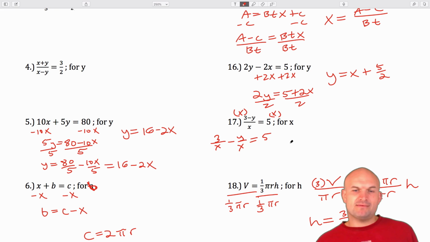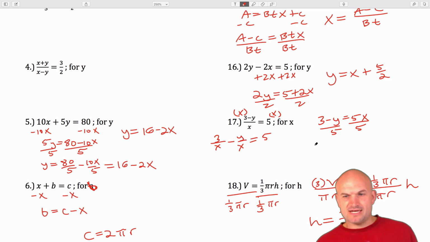So when I multiply by an x on both sides, I'm just going to be left with 3 minus y is equal to 5x. And again, if I'm just solving for x, all I need to do is now divide by 5 on both sides. So let's just write the x in front. Therefore, x is equal to 3 minus y over 5. And there you go.